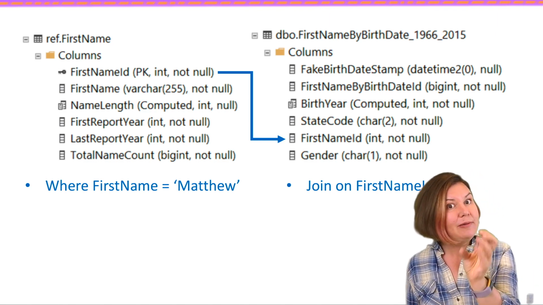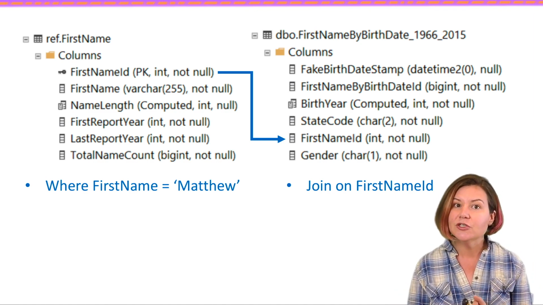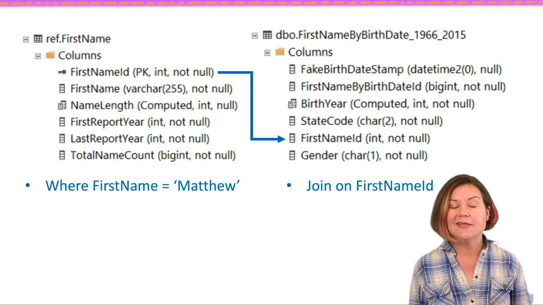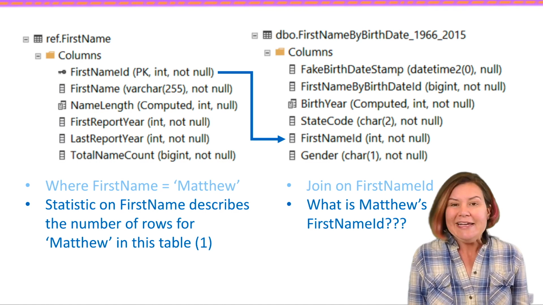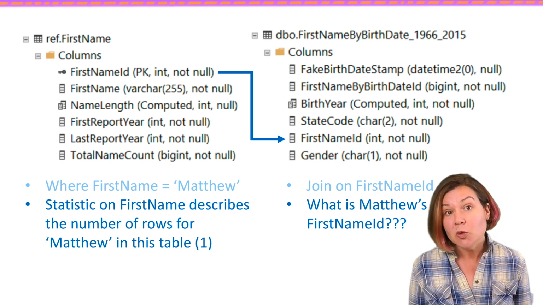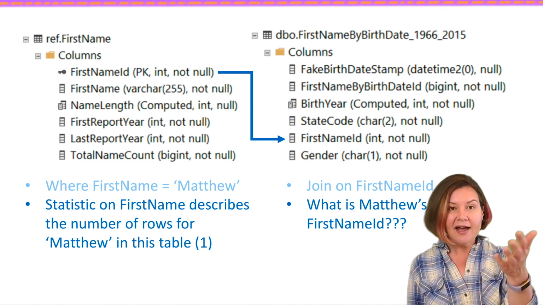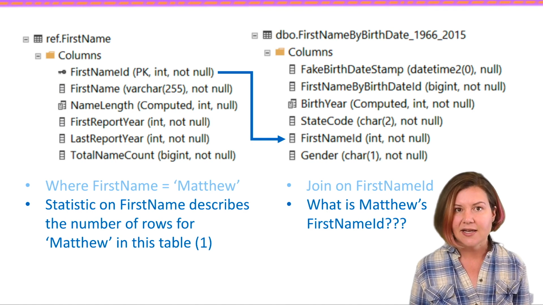It could use the histogram for a given first name ID, but it doesn't have the first name ID. We're joining on first name ID. The predicate is on first name. What is Matthew's first name ID? Well, SQL Server could figure it out, but to figure it out, it would have to actually query ref.firstName. It would have to actually do data access.